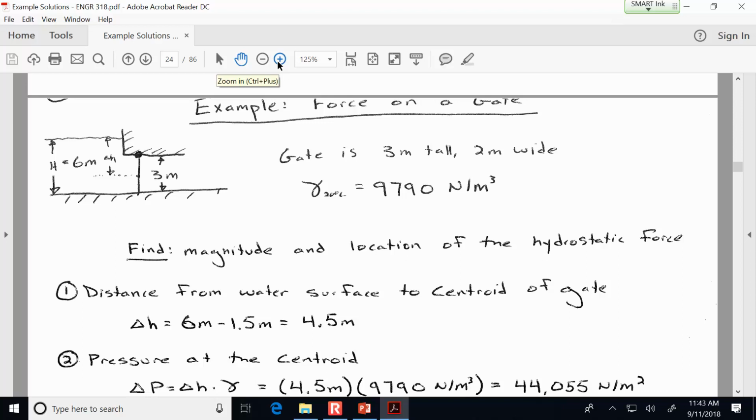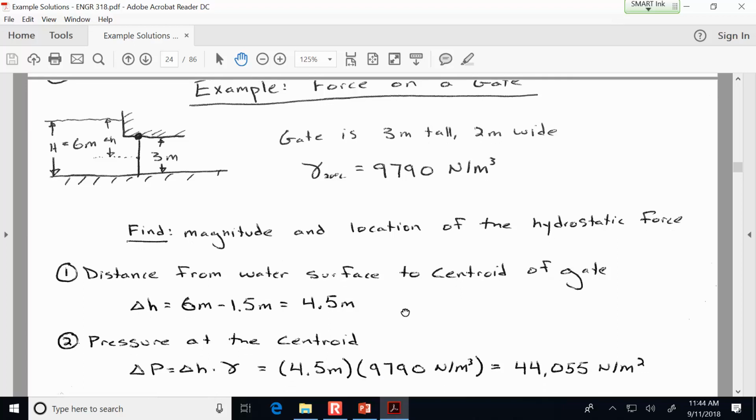Since we're specified the water temperature is 20 Celsius, we have to use a unit weight that's specifically for that temperature. So we're going to use 9790 again for gamma. And so we've talked about why delta H is 4.5 meters, because we've got the half meter from the centroid of the plate to the hinge, and then 3 meters from the hinge up to the water surface. So that means it's a total of 4.5 meters deep to the centroid.